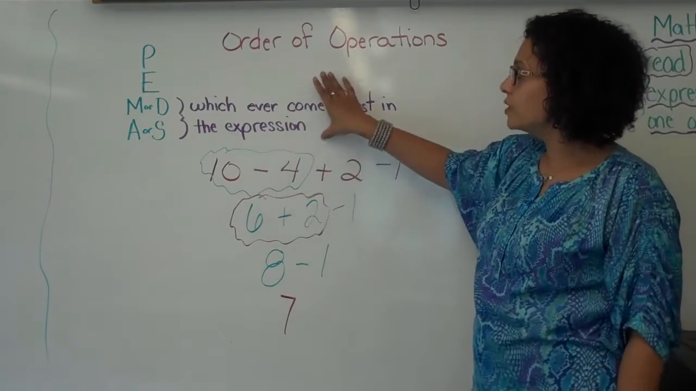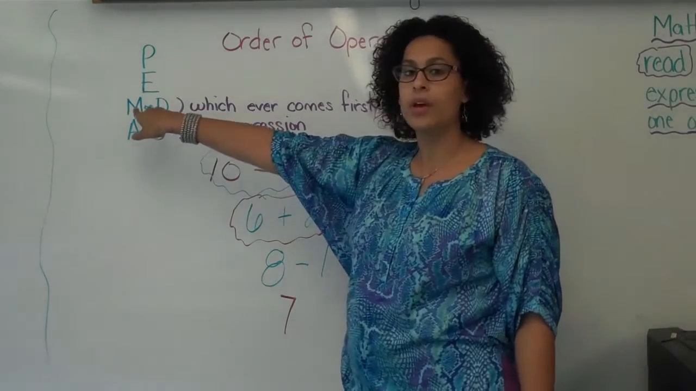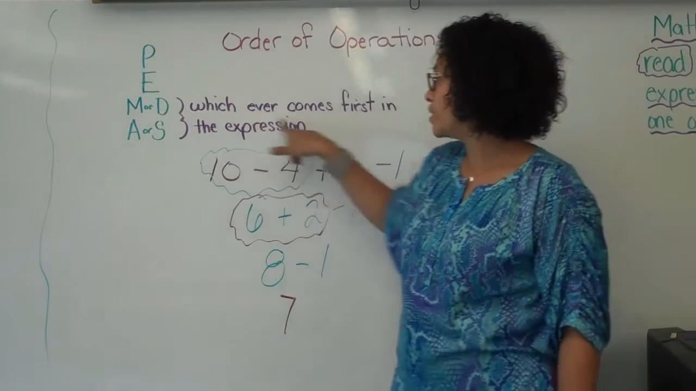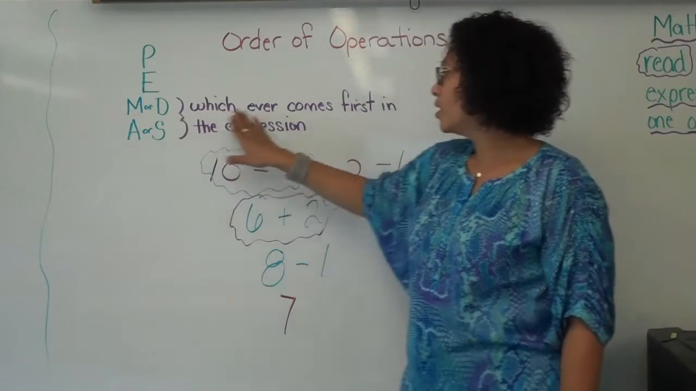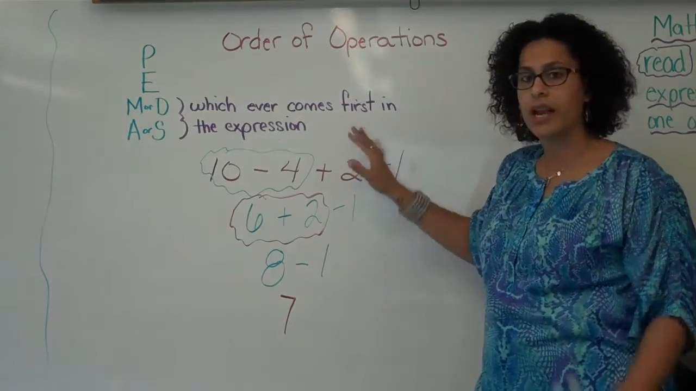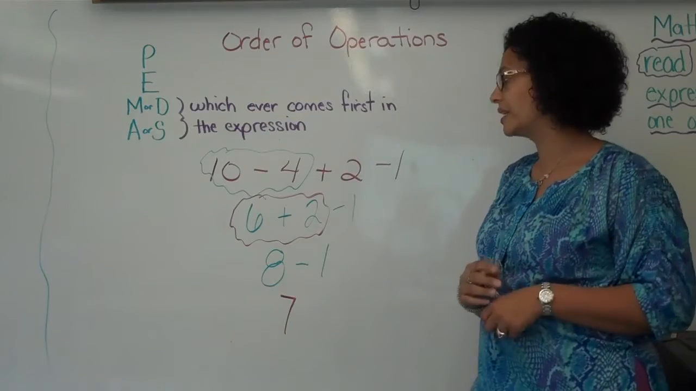So up here, the most important part to remember is when we have both multiplication and division, we do whichever comes first in the expression. If we have both addition and subtraction, we do whichever comes first in the expression. And those last 2 examples were really great examples of that.